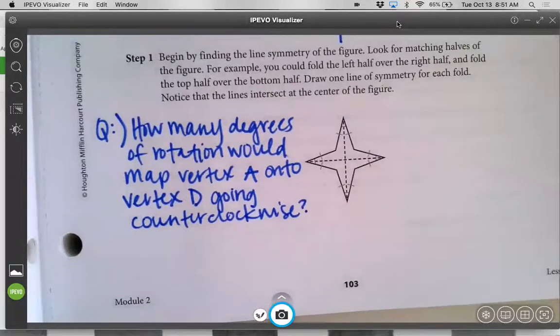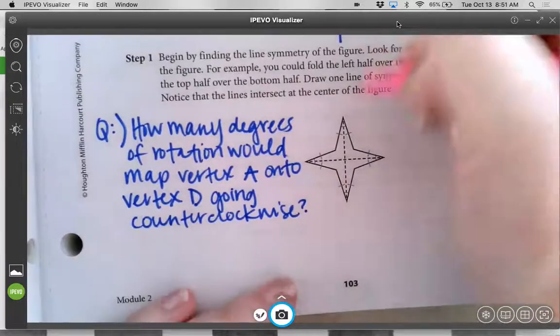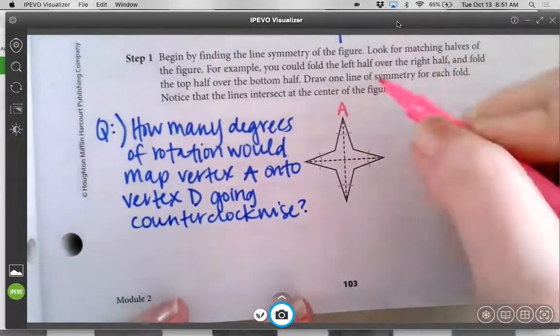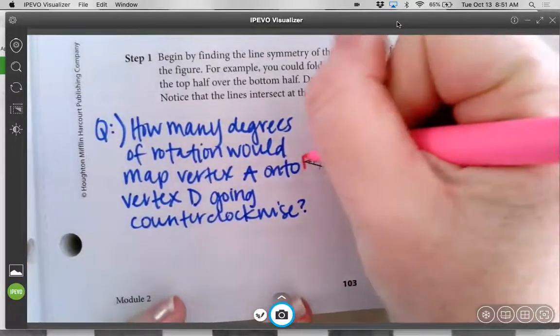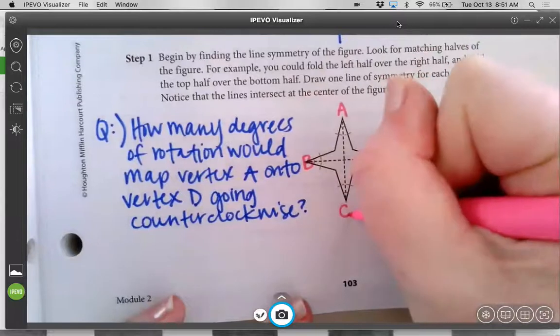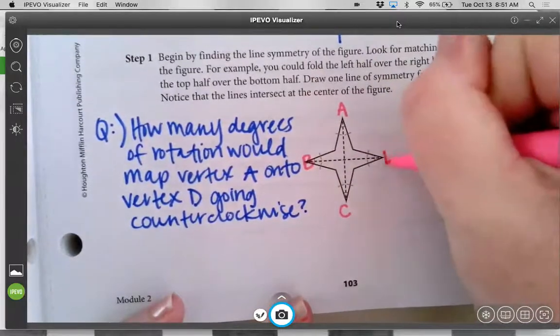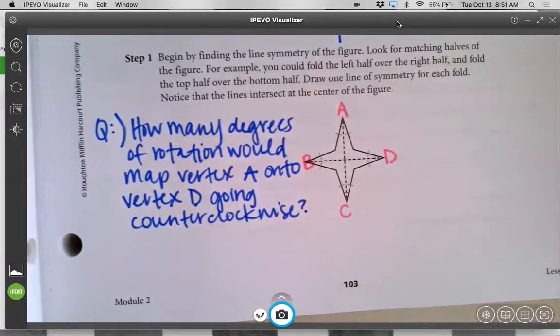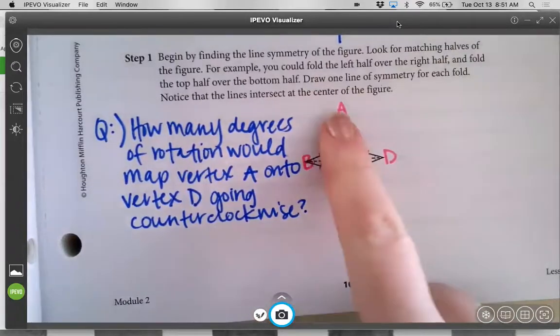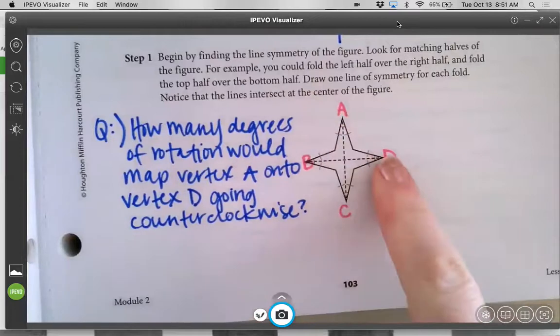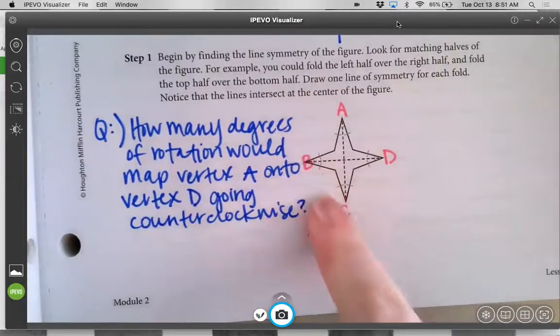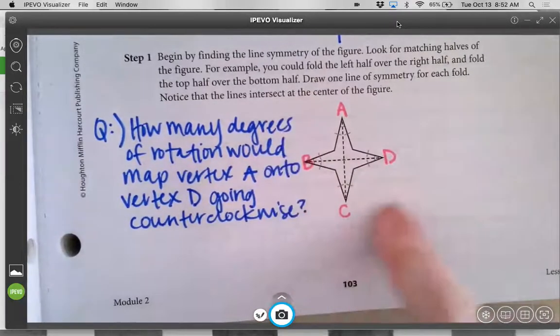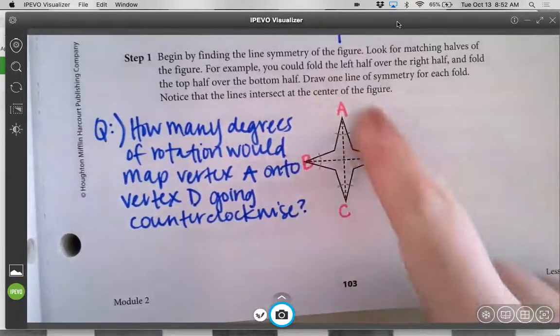We do, however, need to label our corners. So corner A is going to be the top. B is going to be on the west. C is going to be at the south. And then D is going to be on the east. So how many degrees of rotation would map vertex A onto vertex D, but we have to go counterclockwise. So we have to go around backwards of the way a clock would go.